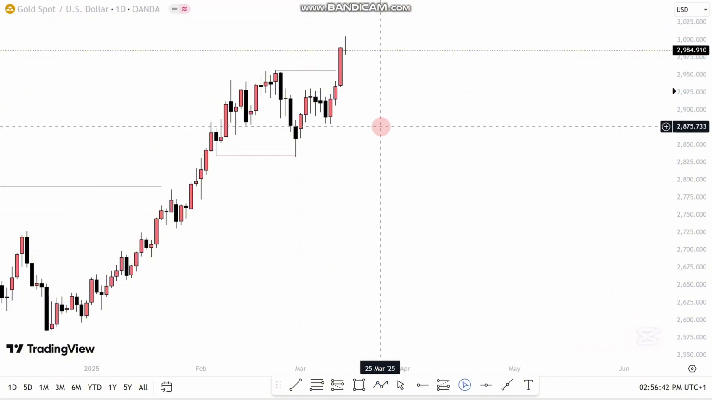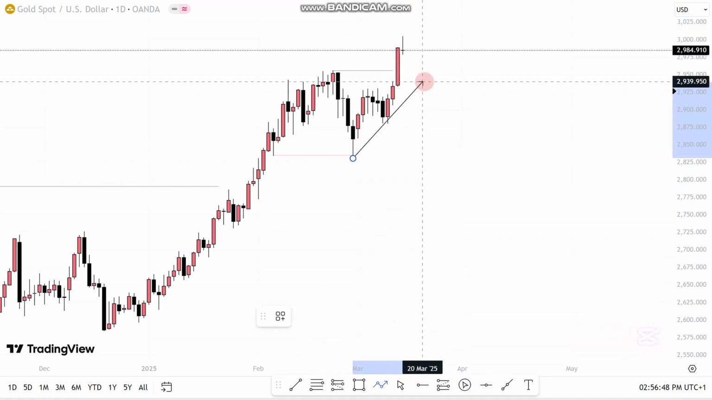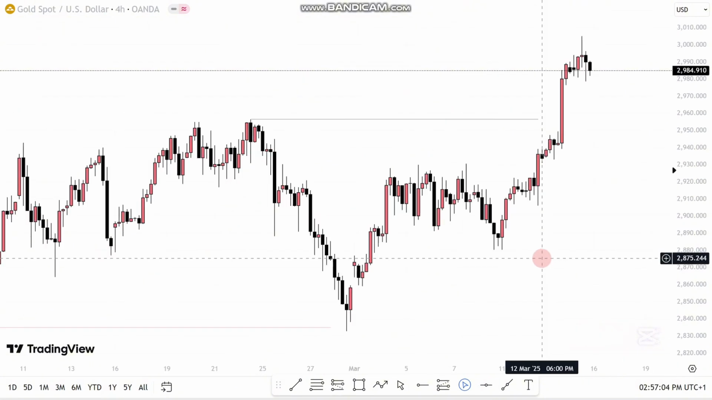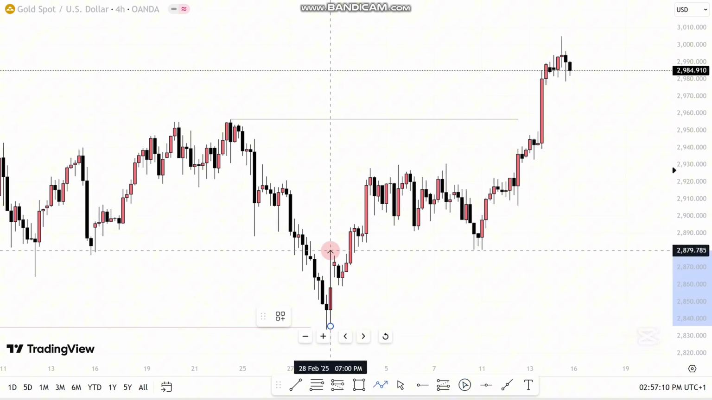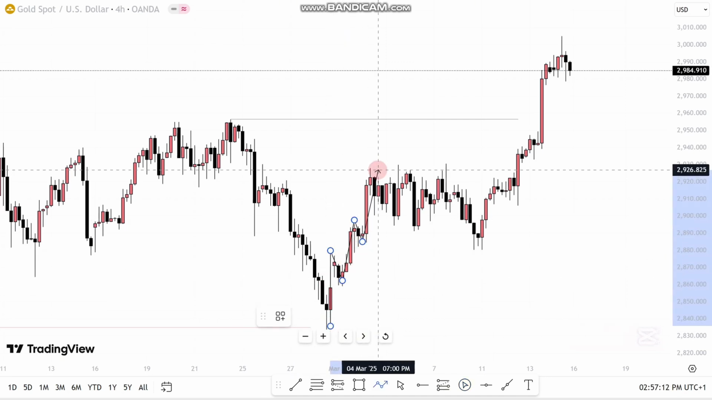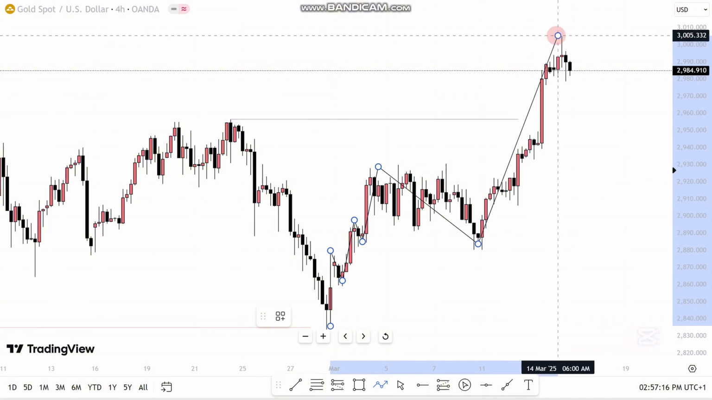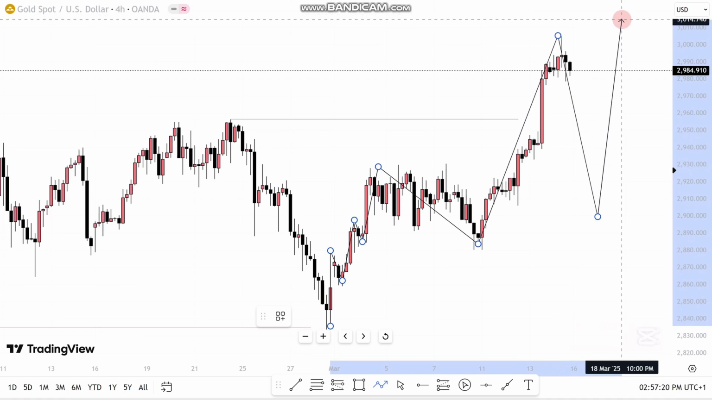Looking at the gold daily time frame, we are bullish, and on the 4 hour we are in this phase. Let's go to the 4 hour and see what it is actually doing. Since we are bullish on the daily time frame and also on the 4 hour, if you look at the structure, higher high, higher low, higher high, higher low, higher high, higher low, then higher high, then higher low, then higher high. That's just what we're going to be expecting on gold for the week.